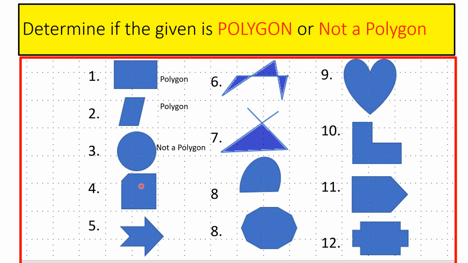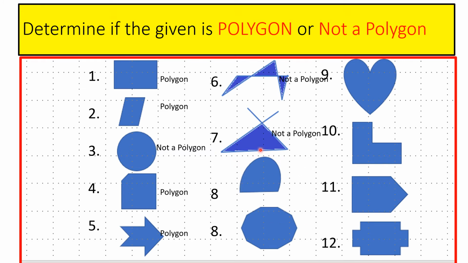This figure, is this a polygon? Yes, it is a polygon. How about this figure? Is this a polygon? Yes, the sides of the given figure are segments. How about this one? Is this a polygon? That is not a polygon. It must be a closed figure. Next, the sides are extended here. Therefore, it is not closed. Therefore, this one is not a polygon.